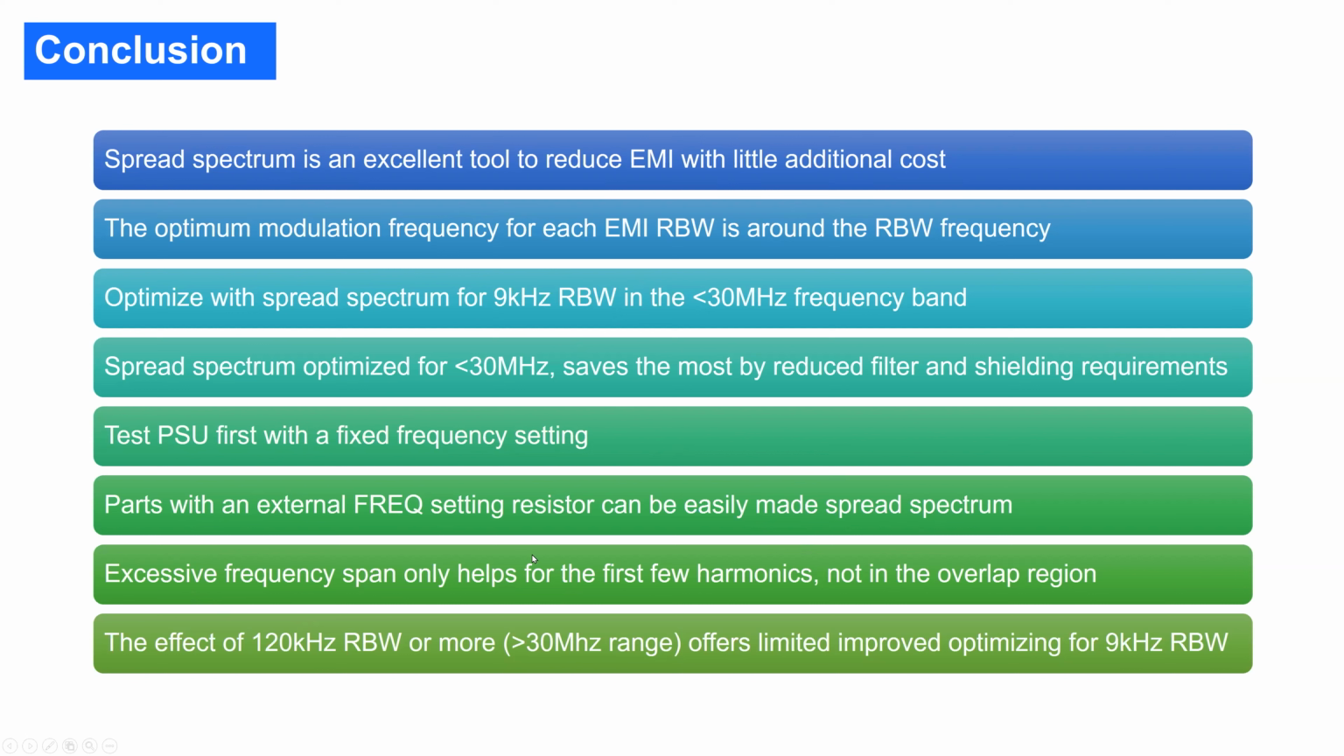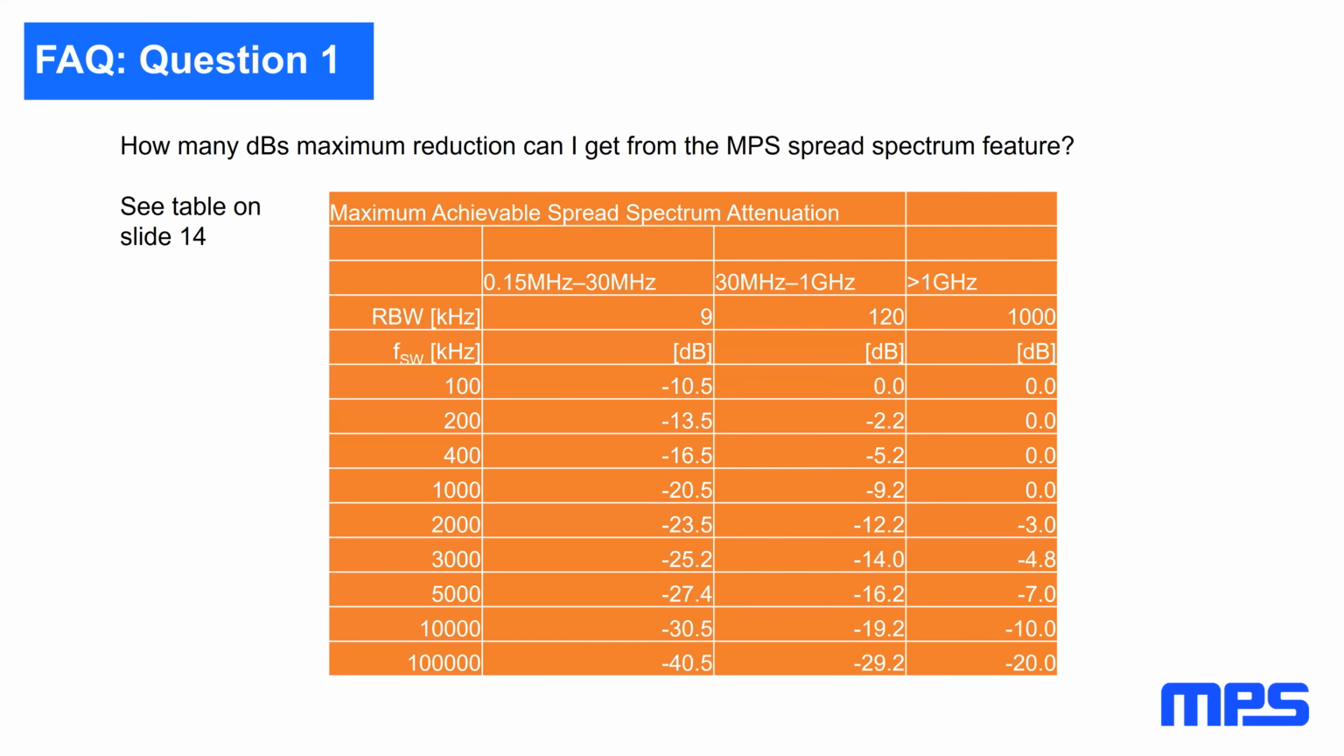An excessive frequency span only helps for the lower harmonics, but not in the overlap region. For the 100 kilohertz to 200 kilohertz region, it's very limited what spread spectrum can do for you, because you have less effectiveness.